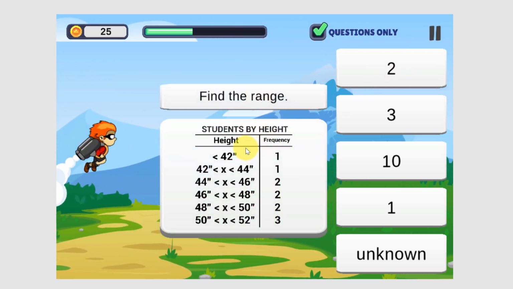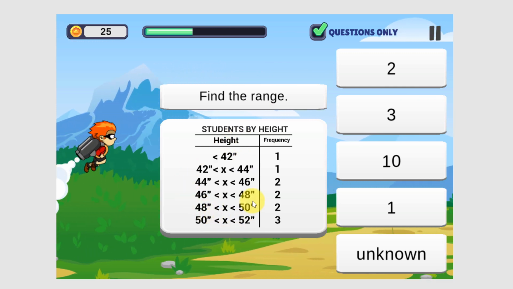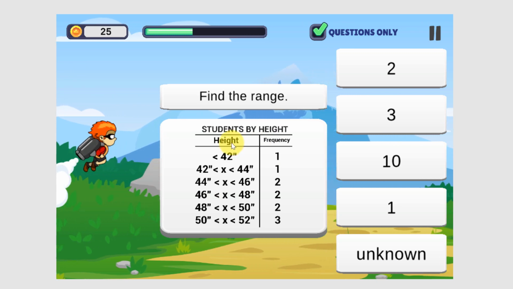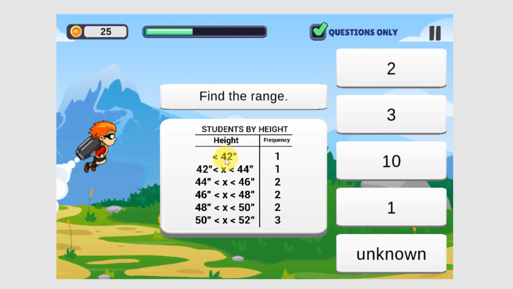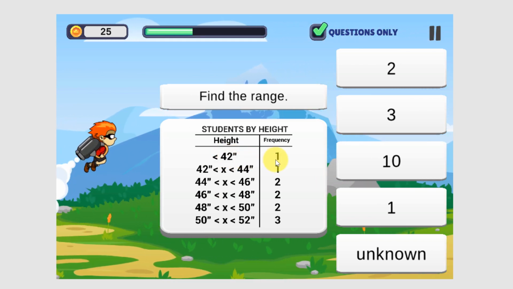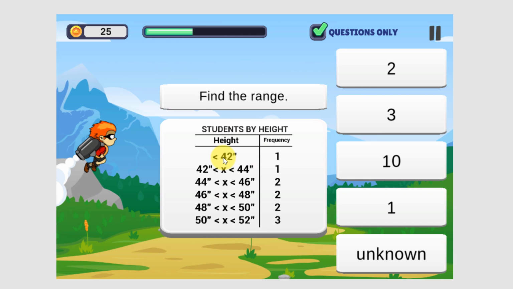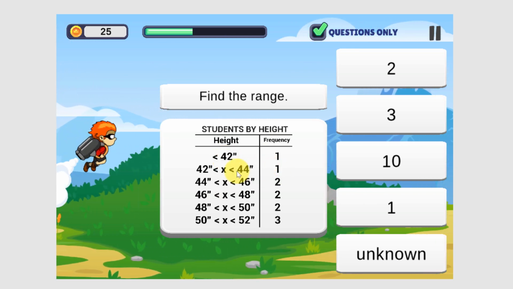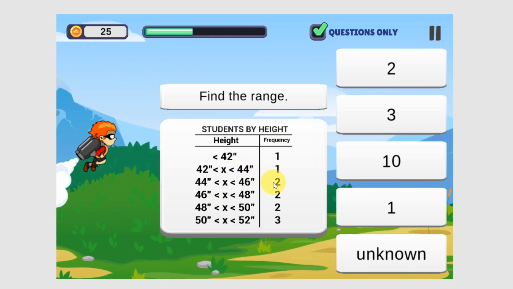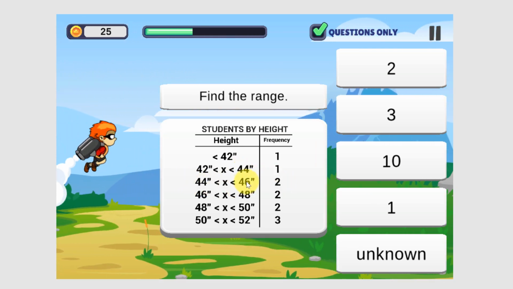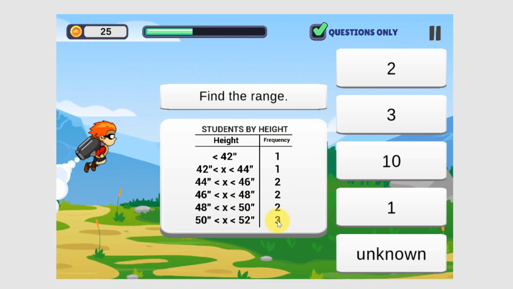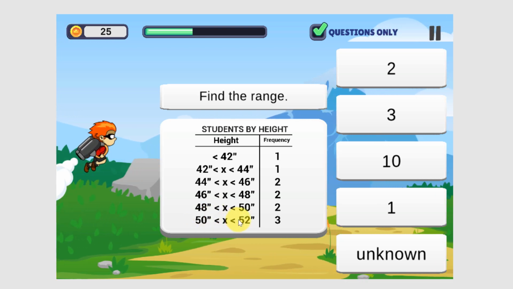Find the range. Here we have an interesting frequency table. It's students by height. So if the height is under 42 inches, you would get a 1. So there's one student who's under 42 inches, and there's one student who's between 42 and 44 inches. There are 2 students between 44 and 46 inches, and so on. The tallest student, well, there are 3 students that are the tallest, and they're between 50 and 52 inches.